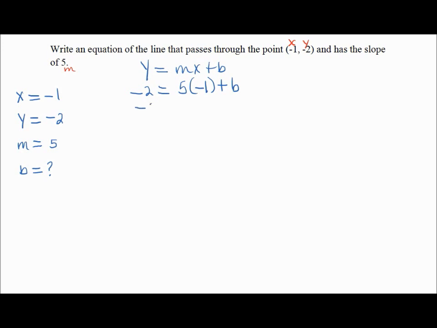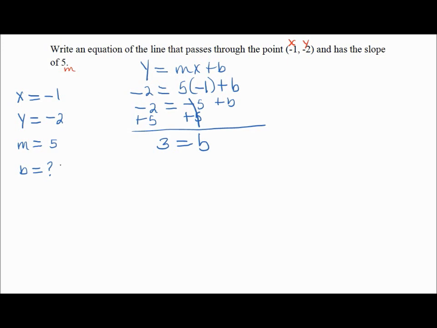So this leaves me with -2 is equal to 5 times -1, which is -5, plus b. I'll add 5 to both sides in order to get rid of this 5 on the right. So this gives me -2 plus 5, which leaves me with 3. The 5's cancel out on the right, equals b.